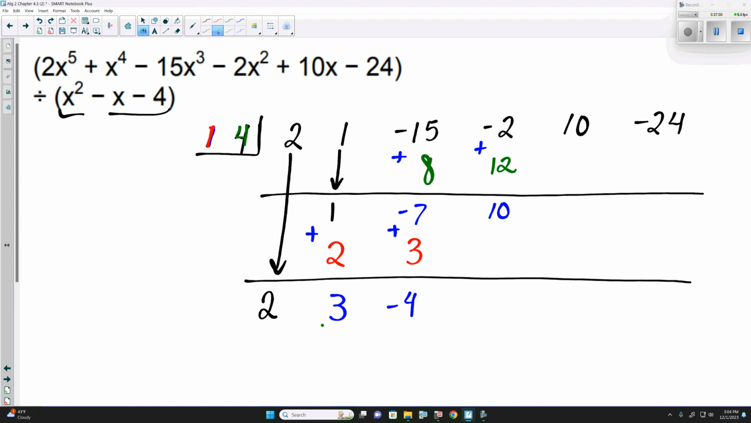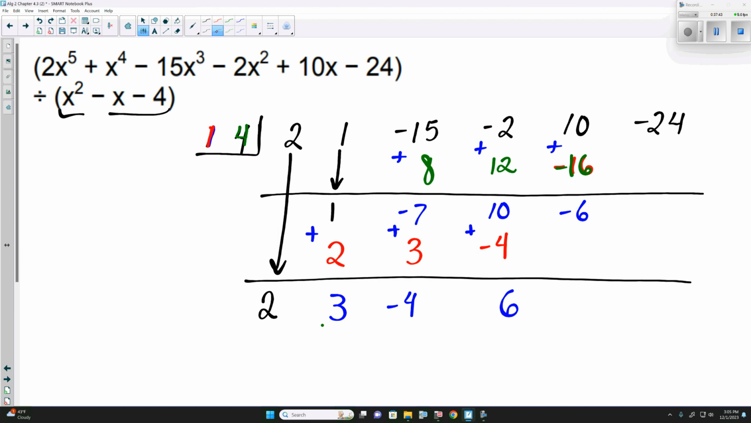Now we multiply again, so we're going to do 1 times negative 4 is negative 4. 4 times negative 4 is negative 16. And then again, we add. 10 plus negative 4 is 6. 10 minus 4 is 6. 10 plus negative 16 is? It is 6, but it would be negative 6. Questions on this so far?